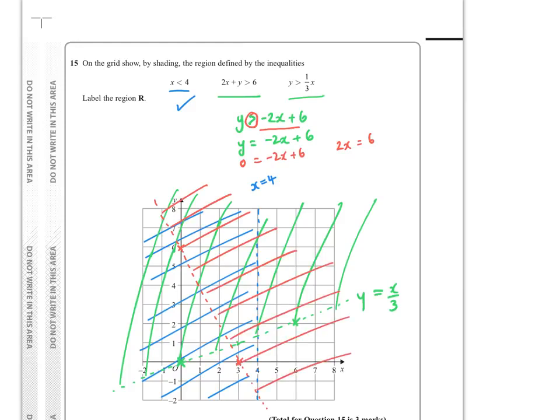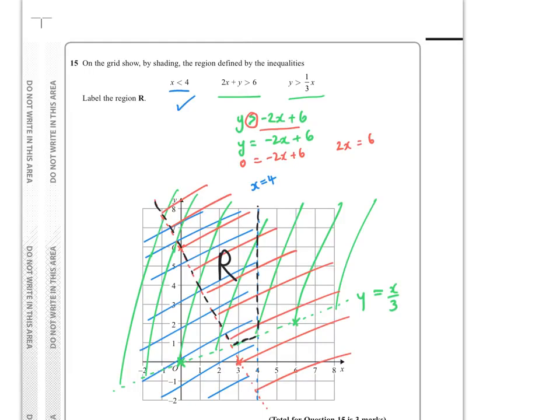Now, all we have to do is look at where red, green and blue all intersect. I don't know whether you can see that here. All of those colours intersect there. So our region would be clearly in here.